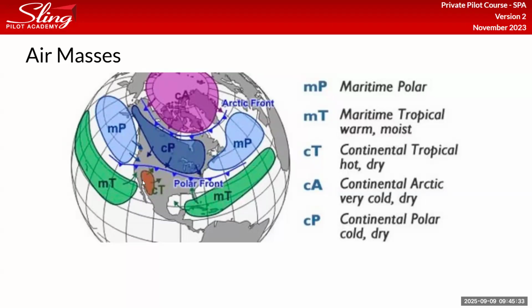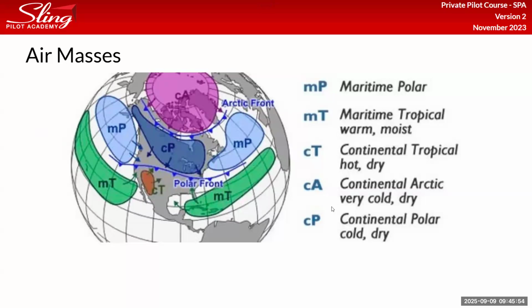Continental tropical is like by the equator. That's going to be hot and dry. It's like desert, barren land, so hot and dry air. Continental Arctic is also going to be very cold and dry land on the Arctic, and then continental polar, cold and dry as well. Okay.